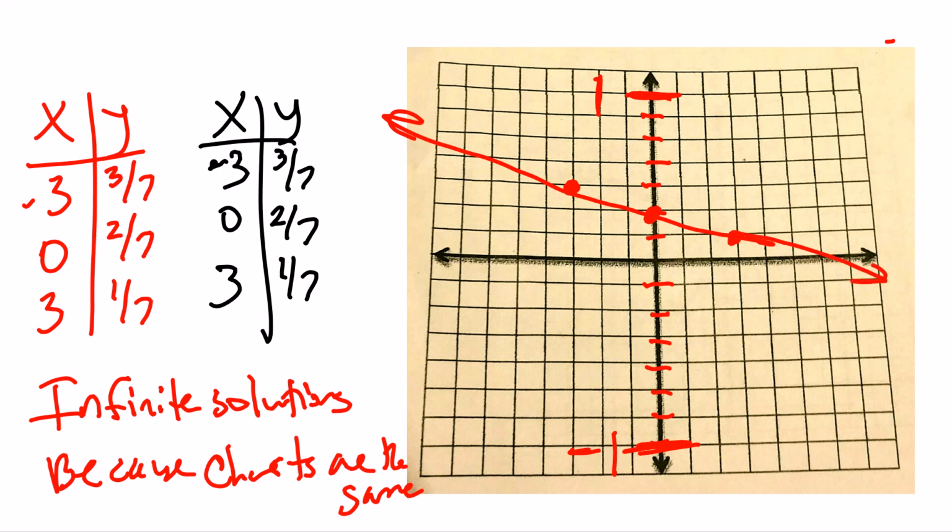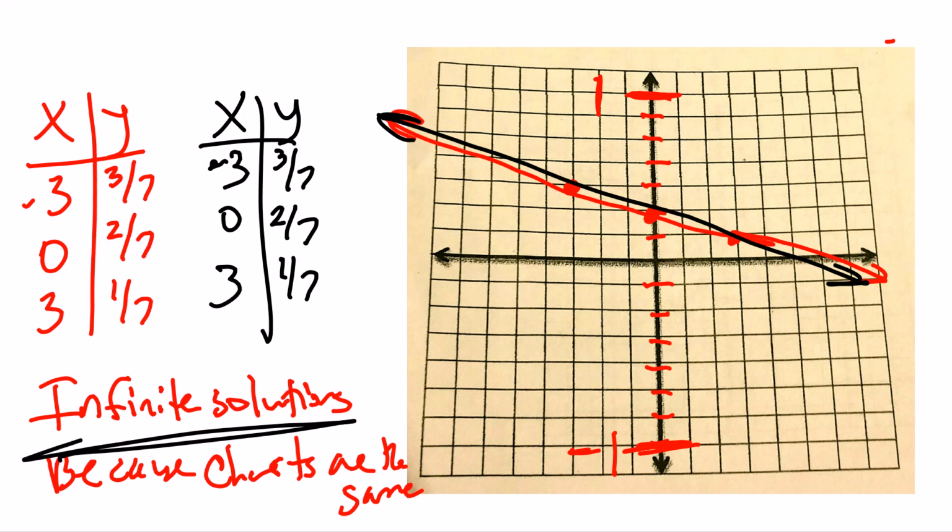So there's my graph. Now, look, the black line is the exact same thing. So they're the exact same line. So that's why it's infinite solutions. And that's it for 16.